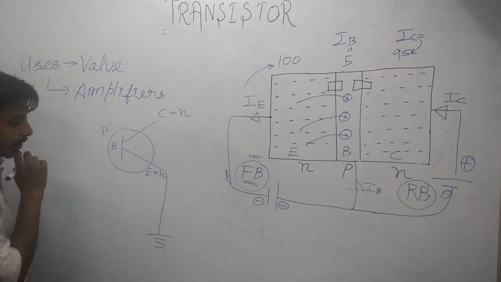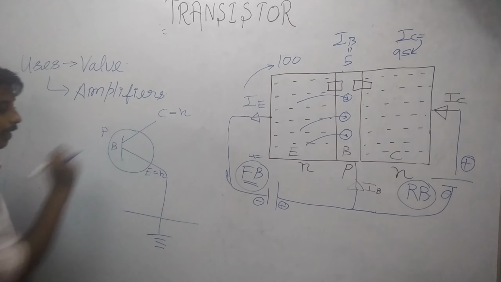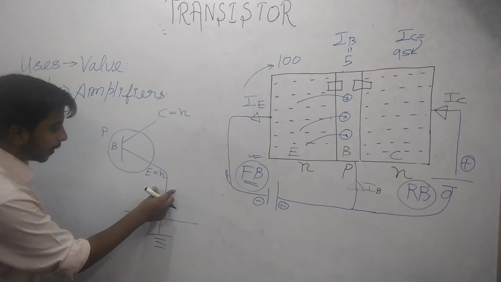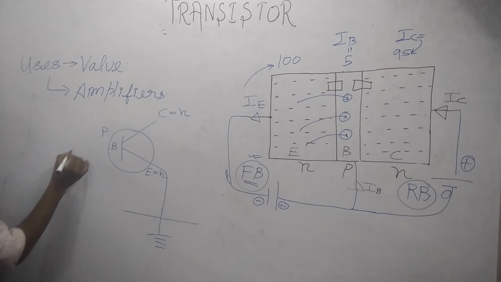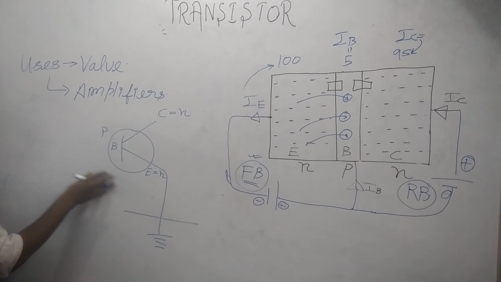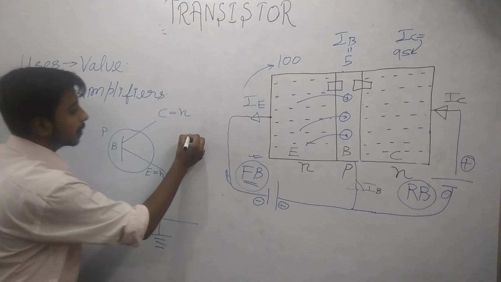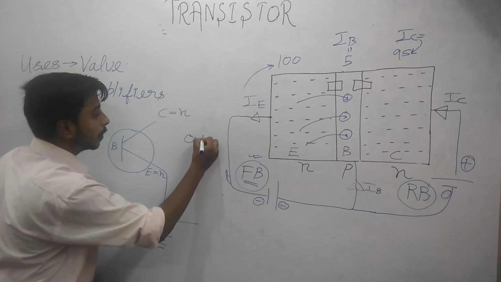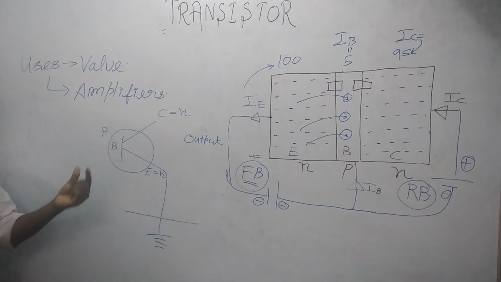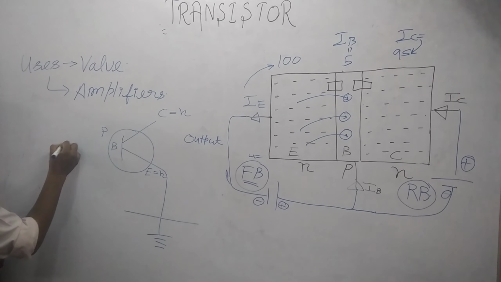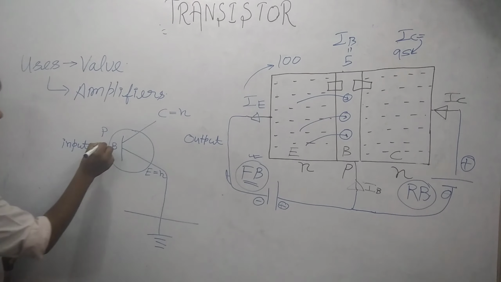Now you can see that this emitter will be connected to both circuits. Okay, because the emitter is common for this one and this one, and the circuit on the collector side, we can say that it is output. This is output. The collector side is output and the base side is input. Okay, input is at base side.